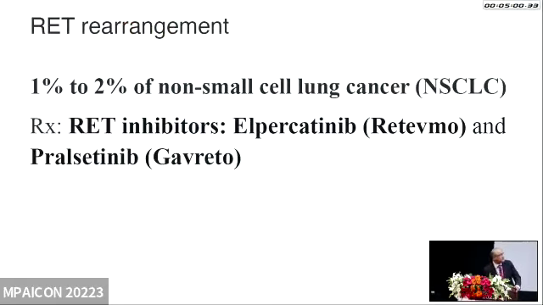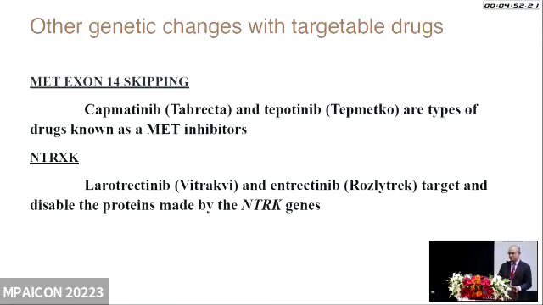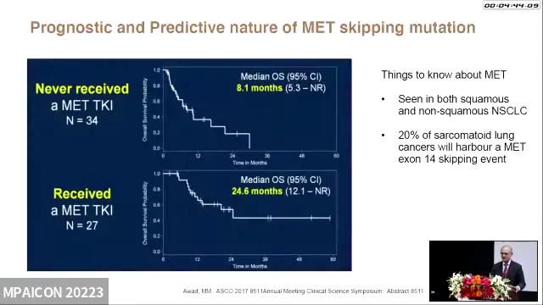RET rearrangement is seen in about 1 to 2% of non-small cell lung cancers, and there are specific drugs called selpercatinib and pralsetinib. I have a hard time trying to pronounce these. Other biomarkers that have targetable drugs associated with them are MET exon 14 skipping and NTRK.